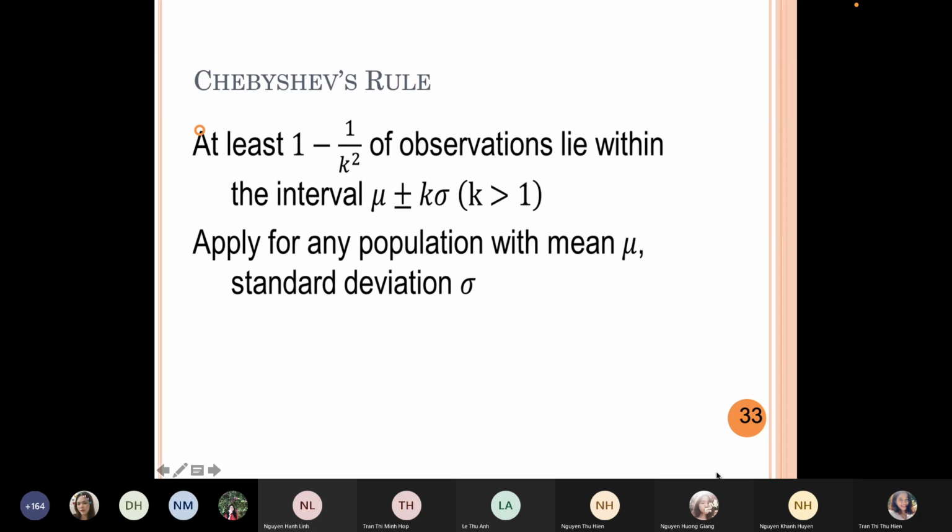Okay, so Chebyshev theorem or Chebyshev rule enables us to make statements about the proportion of data values that must be within a specified number of standard deviations of the mean. One of the advantages of Chebyshev theorem is that it applies to any data set regardless of the shape of the distribution of the data. The meaning of the Chebyshev rule is that it measures the number of observations lying within the interval.